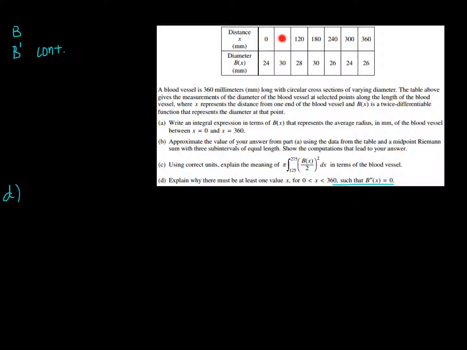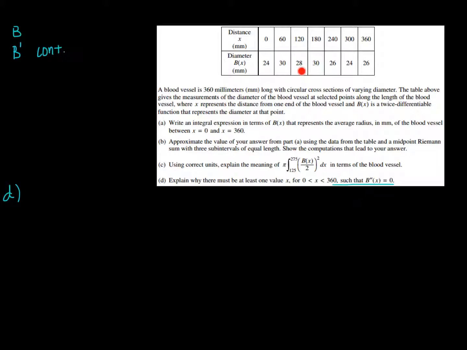So if you notice, from 60 to 180, the diameter has not changed. So the average rate of change on this interval is 0. Mean value theorem states that means b prime has to equal 0 at some point on this interval. Okay, let's look for another interval. If I go to 240 and 360, I notice again the average rate of change is 0, meaning that b prime again has to be 0 on this interval.